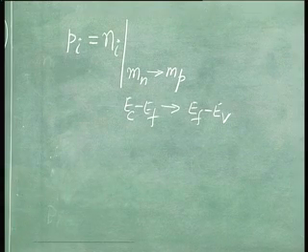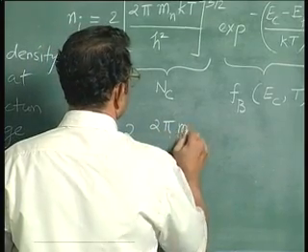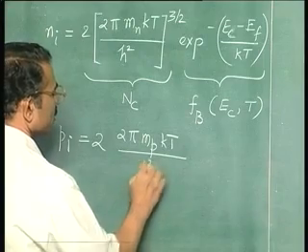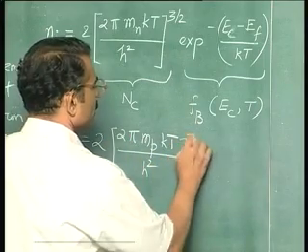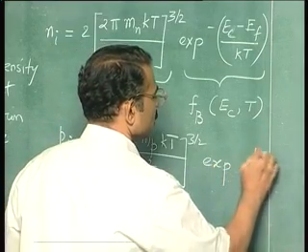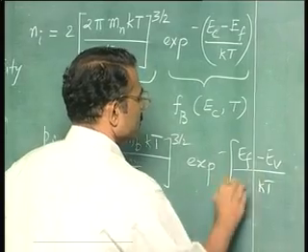So I can write Pi is equal to 2 into 2 pi Mp kT by h square whole power 3 by 2 into exponential of Ef minus Ev by kT with a negative sign.